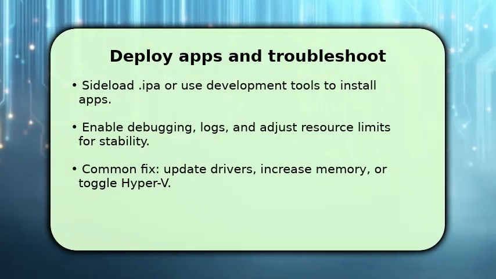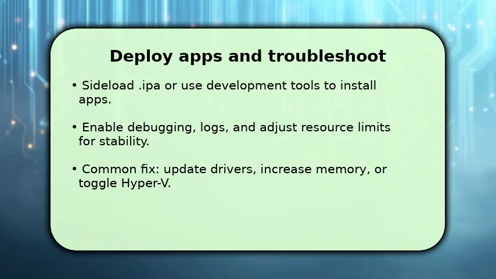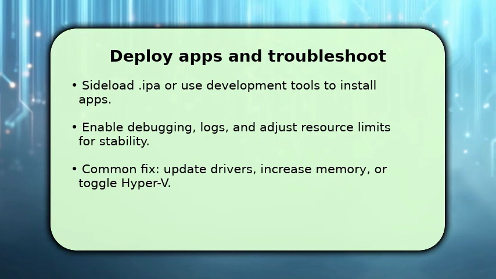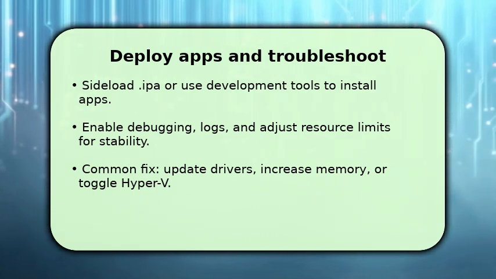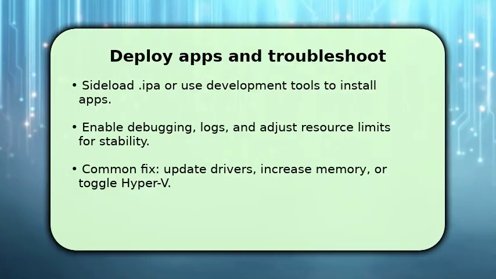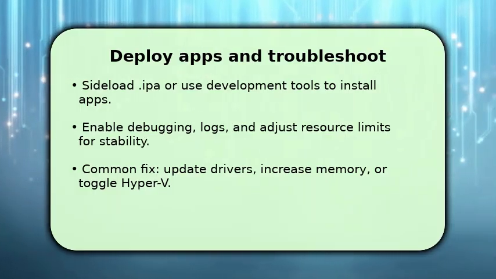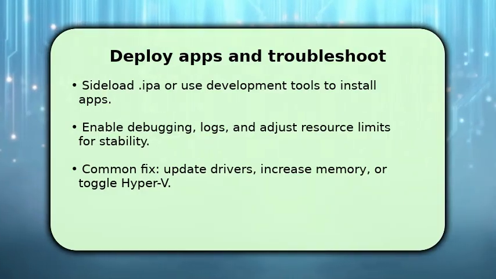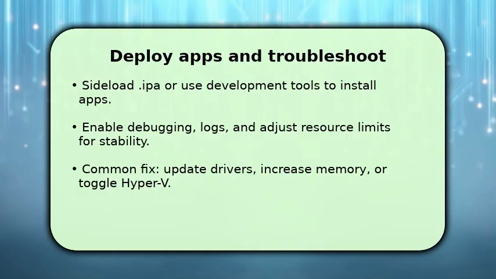Enable verbose logging and remote debugging to trace issues and adjust CPU, RAM, or GPU allocation if the app is sluggish. If something breaks, update GPU and virtual drivers, increase memory or disk image size, or temporarily toggle Hyper-V/WSL settings. This single troubleshooting tip often resolves boot and compatibility failures.